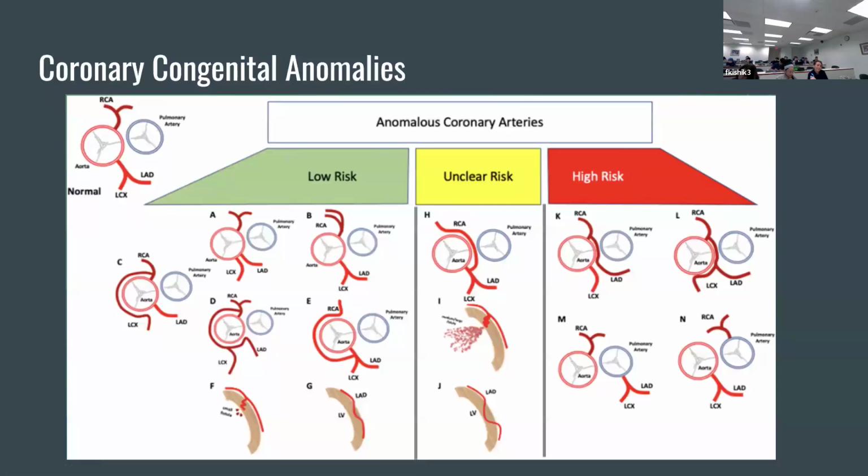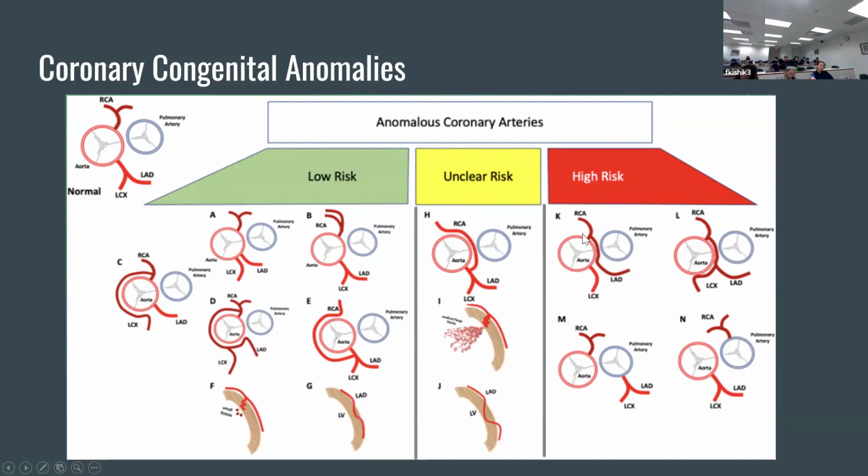You guys do not have to memorize every single one of these. This is just a visual to show you how many possibilities, how many genetic variations people can have in their coronary anatomy. These are called anomalous coronary arteries. So normal, for reference, over here, we have the pulmonary artery and the aorta, and then we have the RCA off the right sinus and the left main off the left. There are some lower risk lesions. The ones that I want you guys to be familiar with are the higher risk ones.